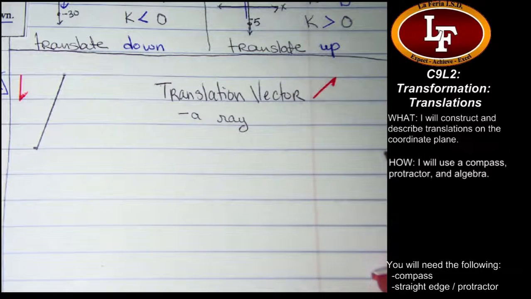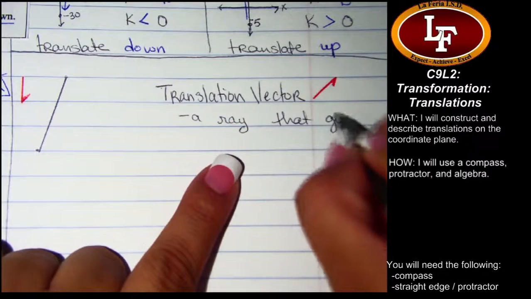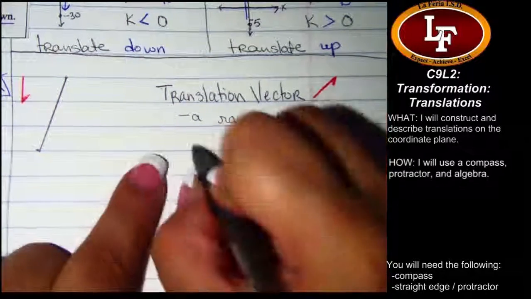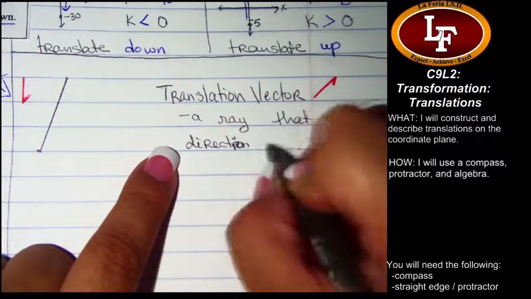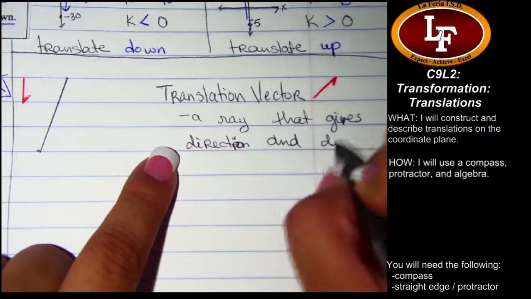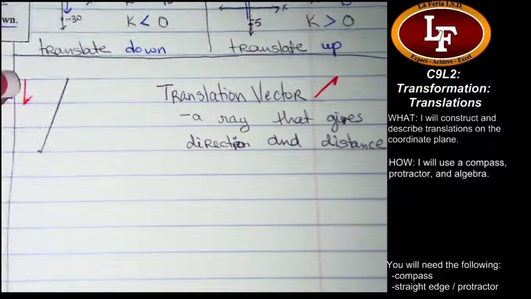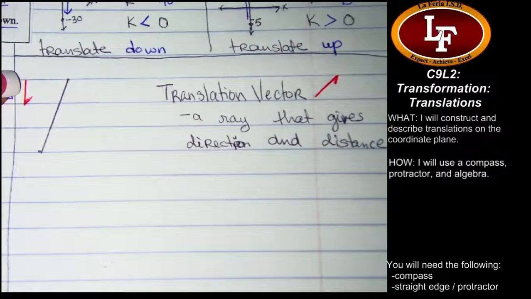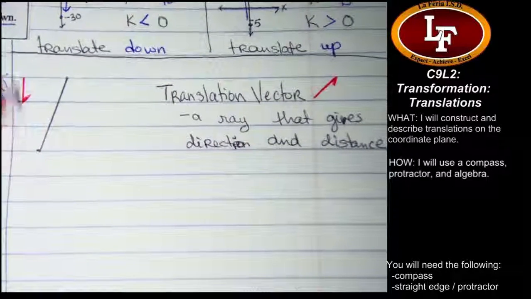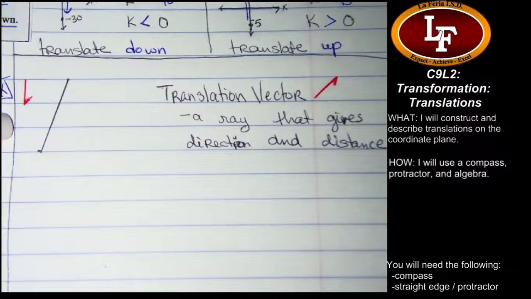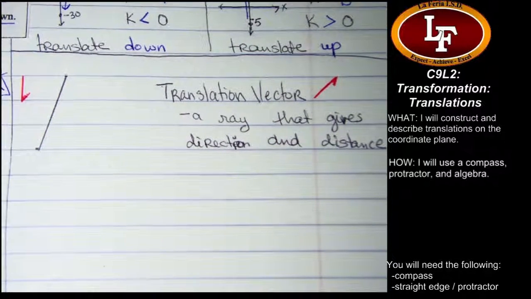A translation vector is a ray that gives direction and distance. So this translation vector tells me take this line and move it that way, that far. And notice now there's no numbers. All right? Okay.